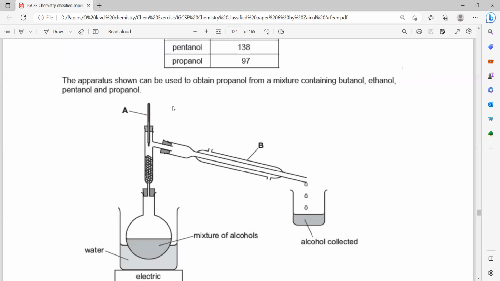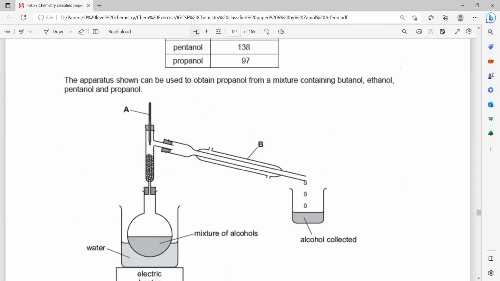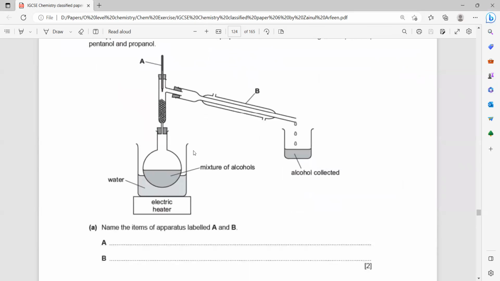The apparatus shown can be used to obtain propanol from a mixture containing butanol, ethanol, pentanol, and propanol. As you can see, the apparatus is for fractional distillation. Name the apparatus labelled A. Thermometer. And B, Liebig condenser. You can also say condenser or Liebig condenser. Both are correct.